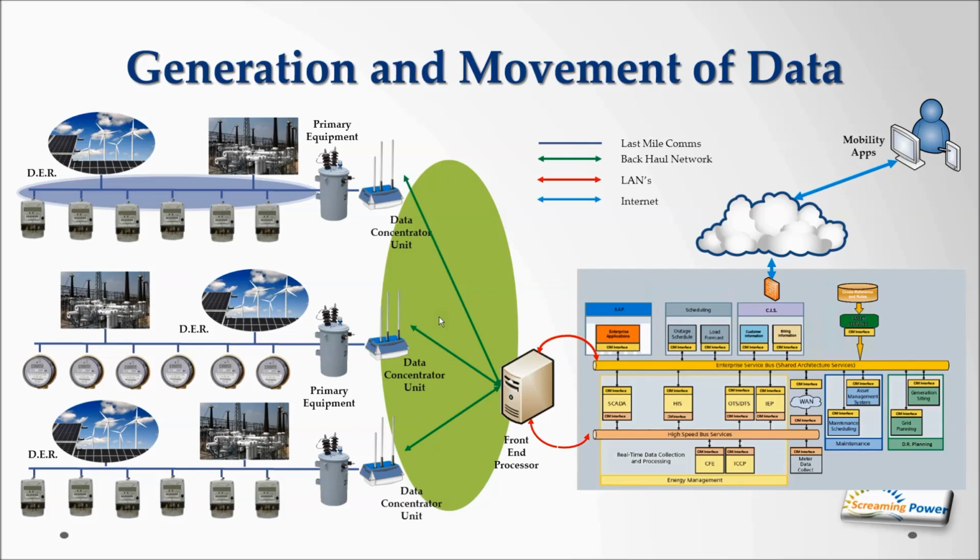Then we've got this new concept that some utilities are looking at of mobility apps to their consumers and also to their mobile workforce, and of course that goes to the internet cloud output via a firewall. What we're seeing here though is that we have many sources of data, and we need one corporate strategy on how we're going to handle that data within the enterprise and get it out to the consumers and the people that need it.